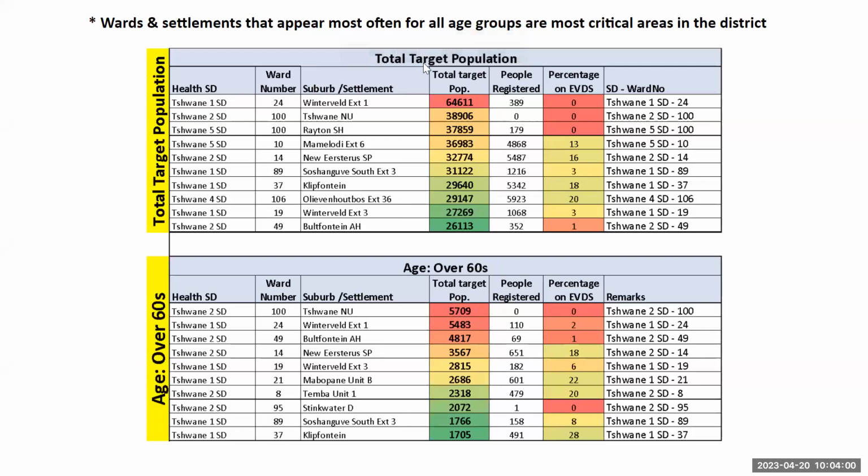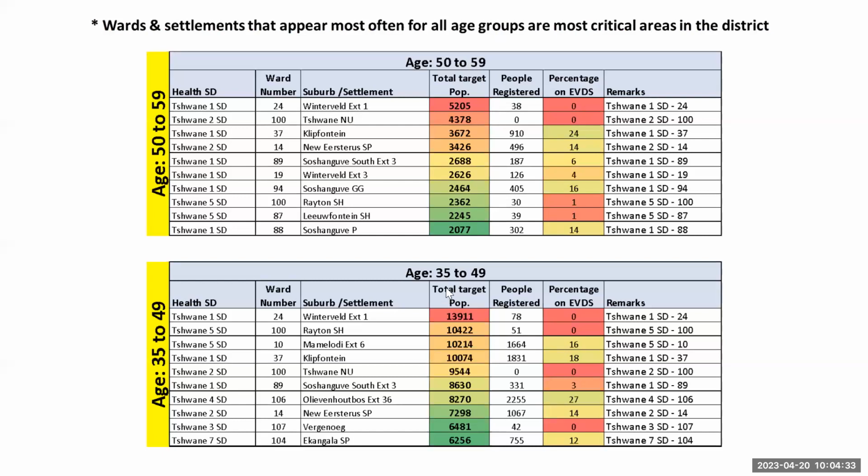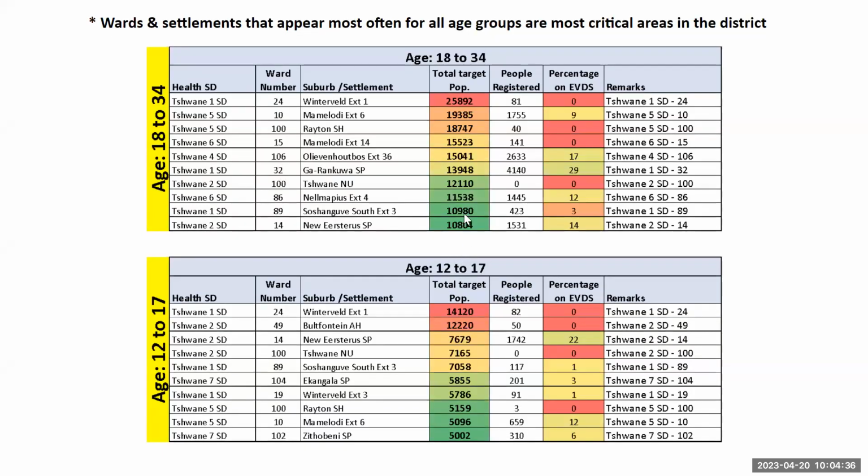So they're able to say, if we look at the whole total target population, so anybody above the age of 12, within the sub-district Tshwane 1D, in Ward 24, there's a settlement called so-and-so. This is a total target population, but so far it looks like we've only reached 380 something, which is 0.something%. So this area is an area of interest. We can break it down into different age cohorts: people above the age of 60, which areas are a problem, 50 to 59, 35 to 49, and so forth.